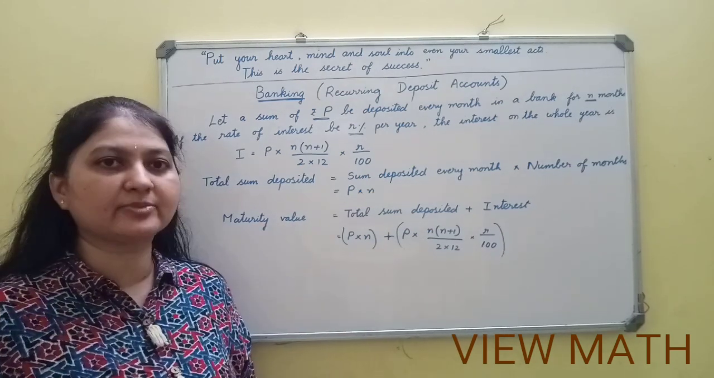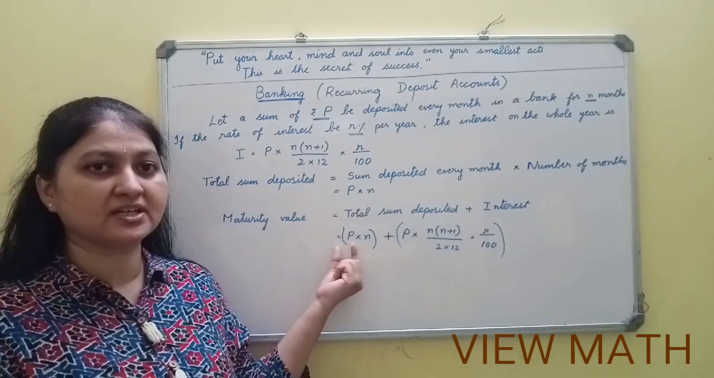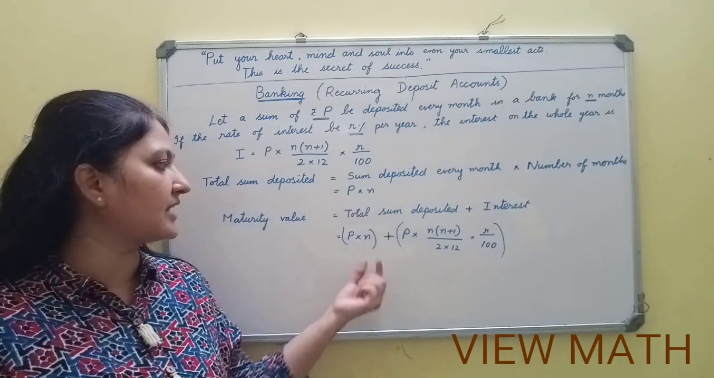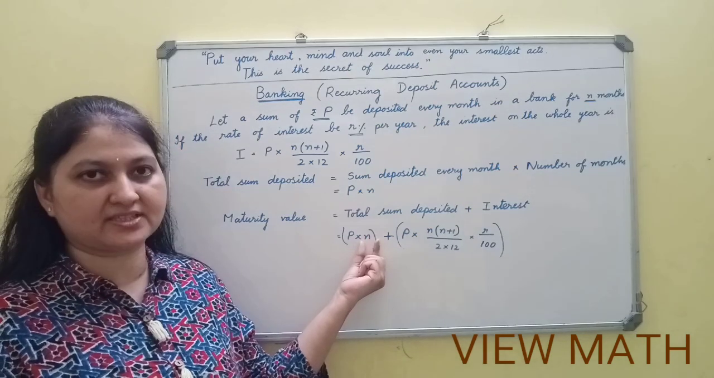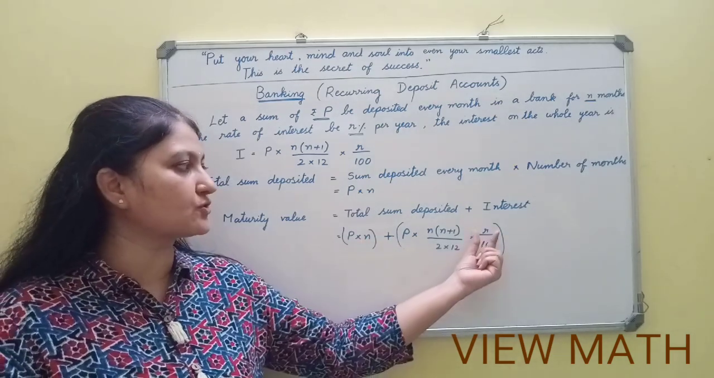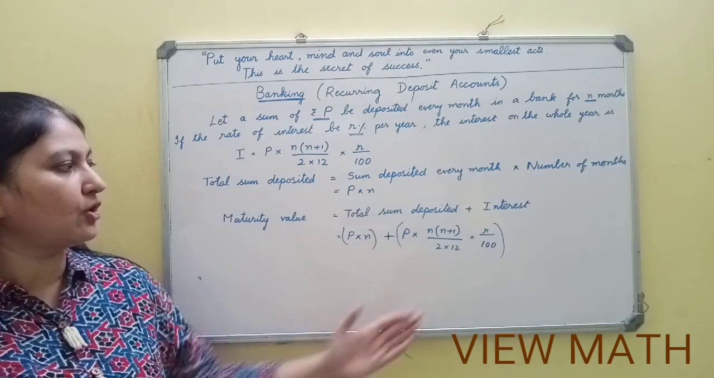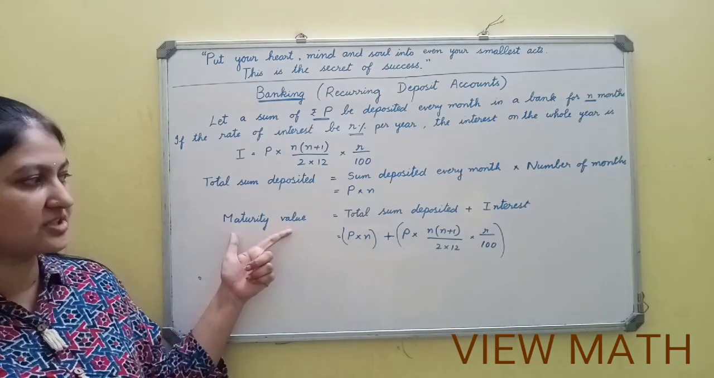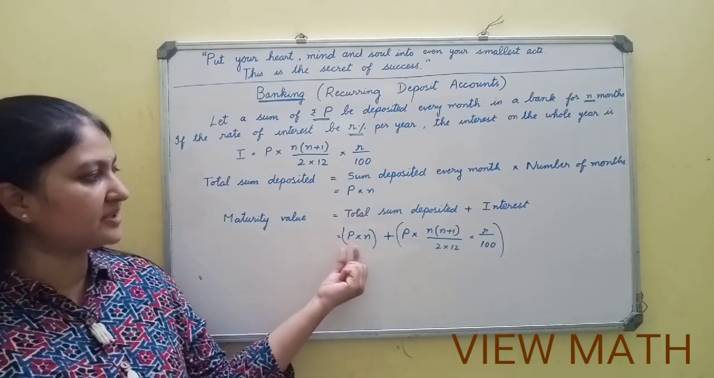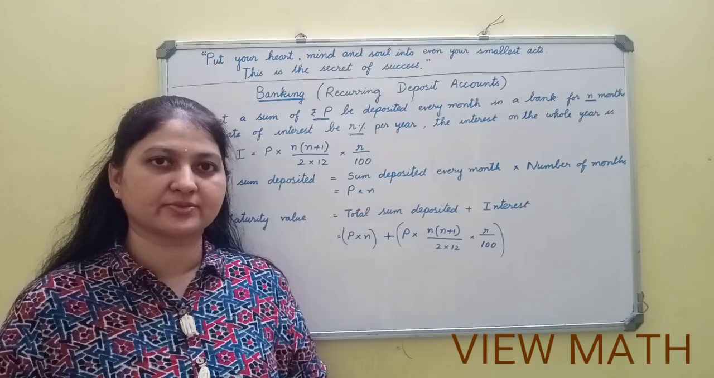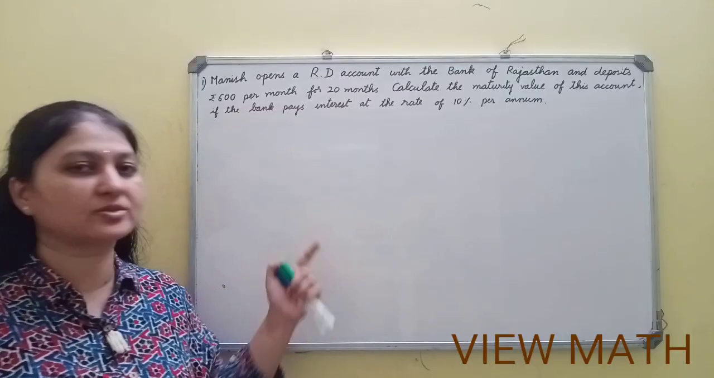Again, the second type, they will ask us to find out the sum deposited, that is the monthly installment P. Third type, they will ask us to find out the number of months. Fourth type, they will ask us to find out the rate of interest. So using the same formula, you can find out all the 4 values, that is maturity value, monthly installment, number of months and rate of interest. It's a very simple chapter. Now let us move on to the problems.